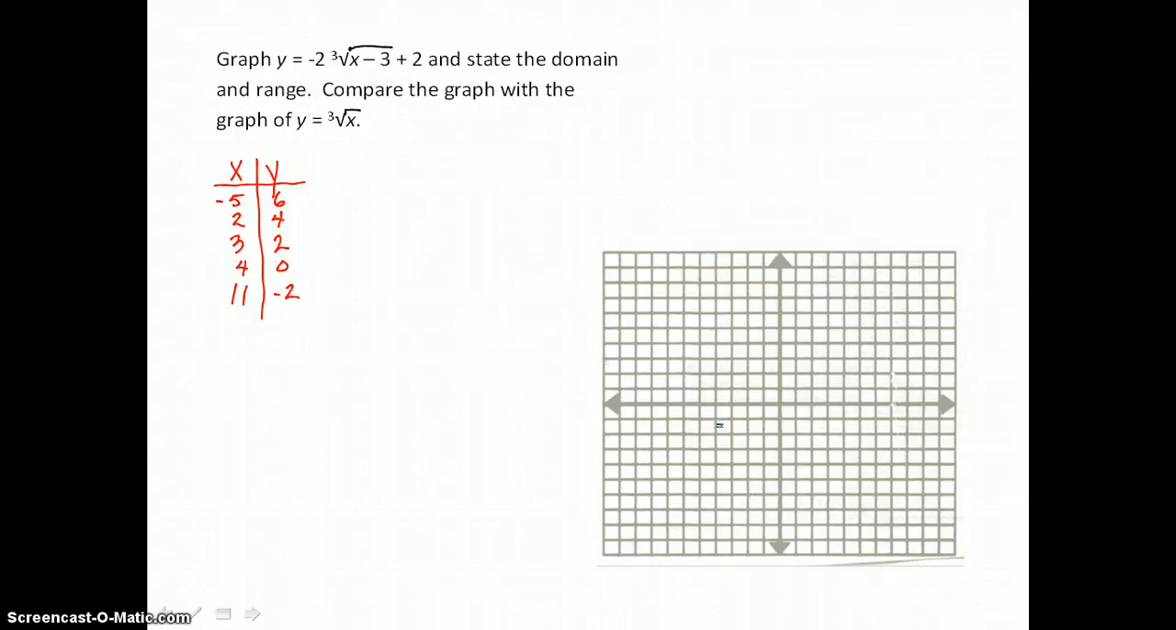So we'll graph negative 5, 6. And we'll graph 2, 4. We'll graph 3, 2. And we'll graph 4, 0, and finally 11, negative 2. And then draw that S-shaped curve through those points.